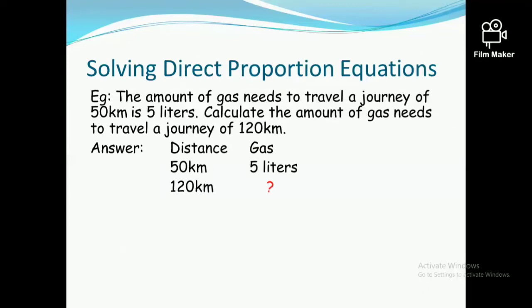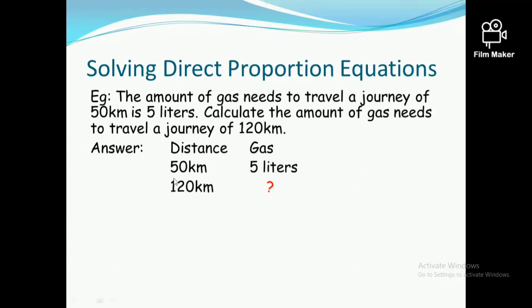Let's come up with this example. The amount of gas needed to travel a journey of 50 kilometers is 5 liters. That means to travel 50 kilometers, we need 5 liters of gas. What do you mean by this relationship? Is it a direct proportion or not? We know that if you want to travel more distance, you need more gas or more fuel. That means obviously this is a direct proportion, right? Then our question is: calculate the amount of gas needed to travel a journey of 120 kilometers.